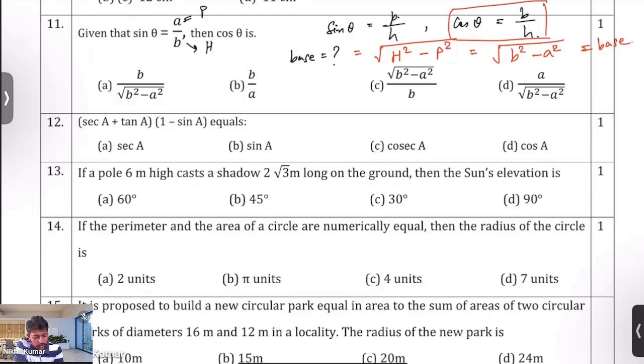So this quantity upon the hypotenuse, which is this. That means this is going to be your answer. This is what cos theta is. All right, this was an easy question. Let's move on to the next one, which is question number 12.